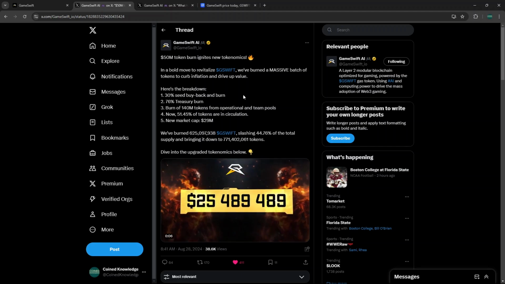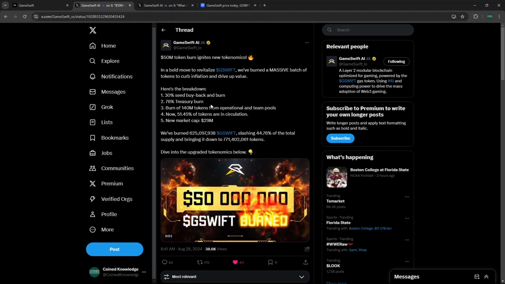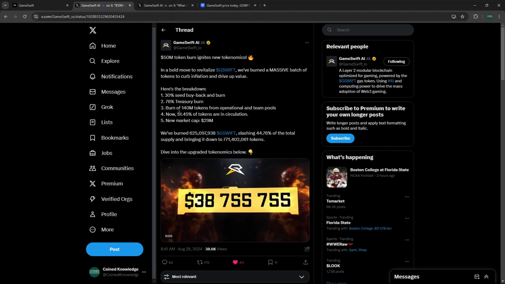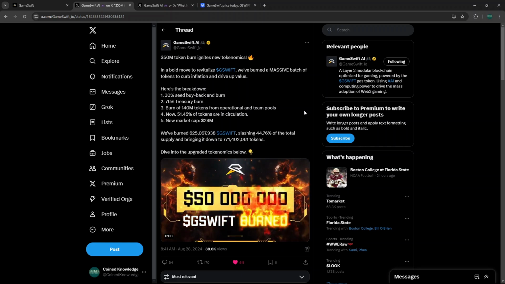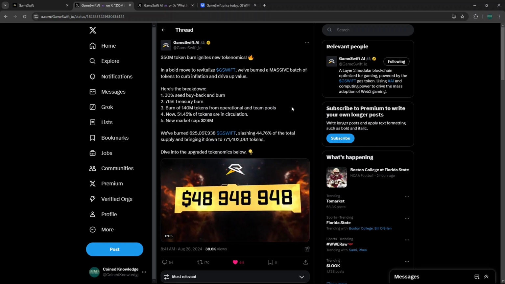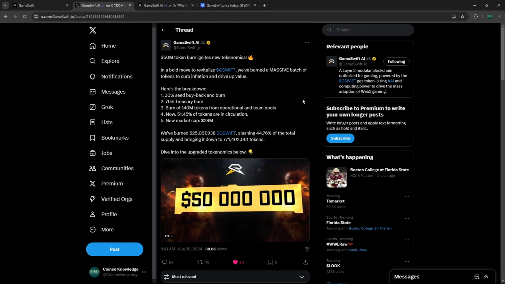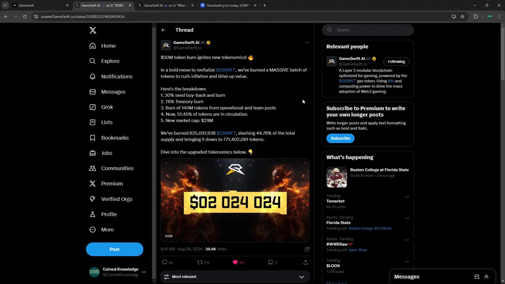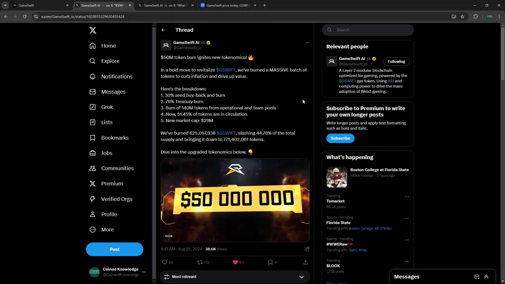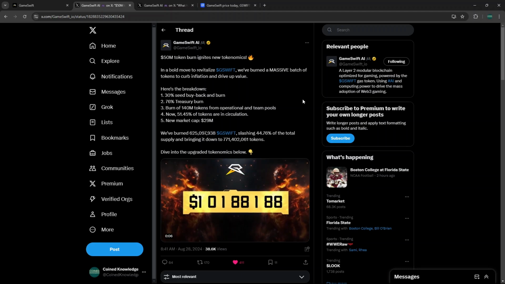It says that they did a 30% from the seed buyback and burn, 70% or 76% treasury burn of 140 million tokens from operational and team pools. Now, instead of where it used to be, which I think was like 11% circulating, now over half, 51% of tokens are in circulation. You heard that right. Over half of GSWIFT is in circulation right now, which is crazy because that's what it was going to be at the end of next year. Now that dilution has already happened.